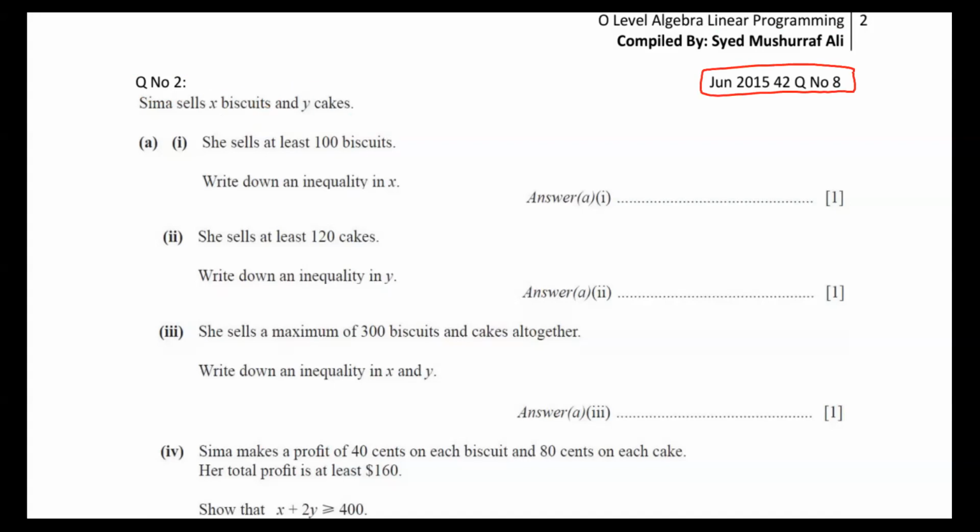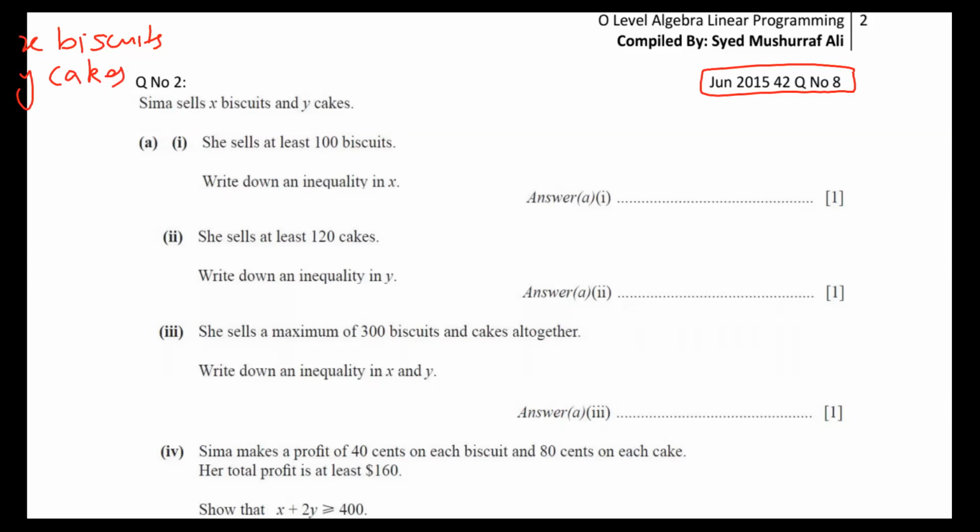And let's see how we can start a question. Always make a habit of writing X biscuits and Y cakes. So let me write here on the left side, X biscuits and Y cakes. All right, what is said here? She sells at least 100 biscuits.